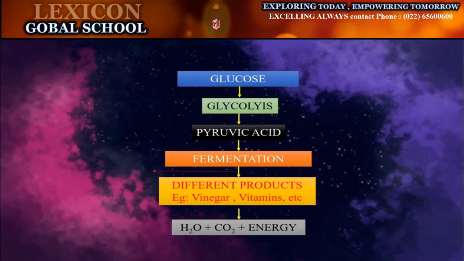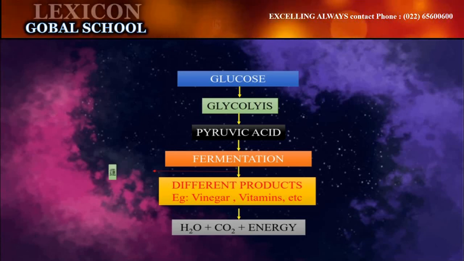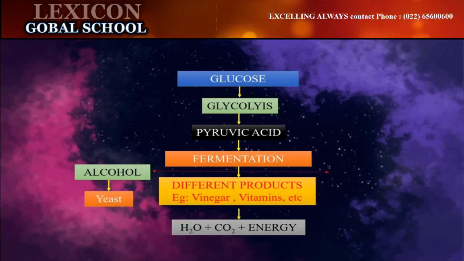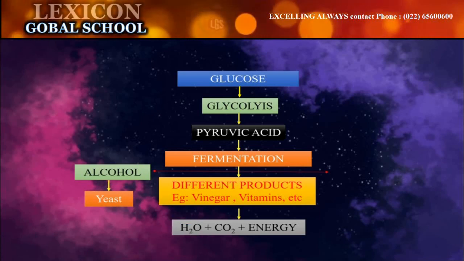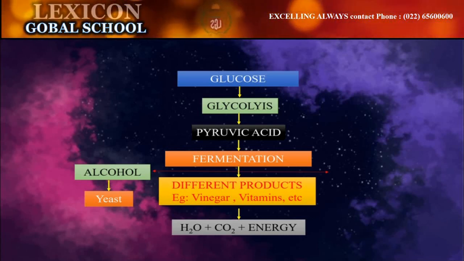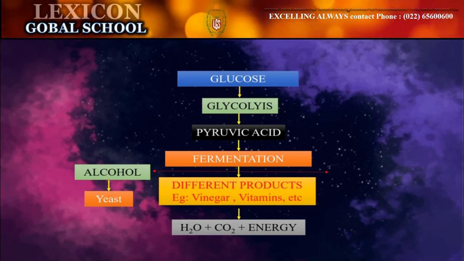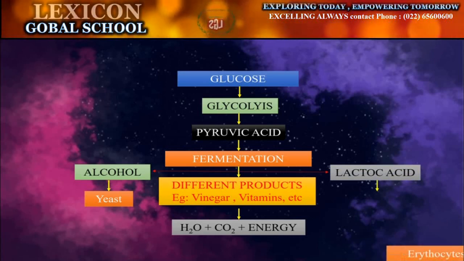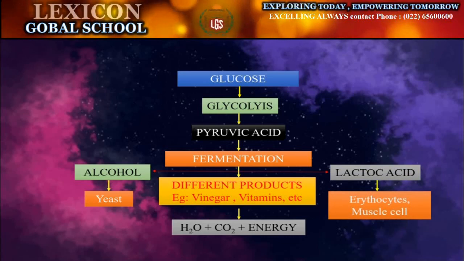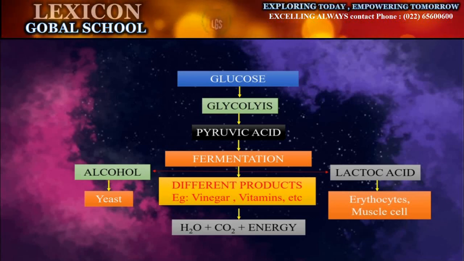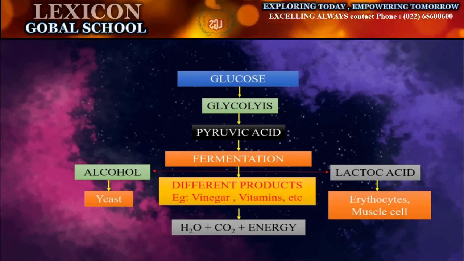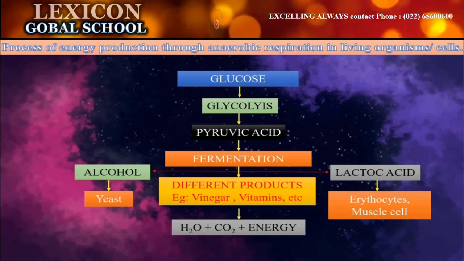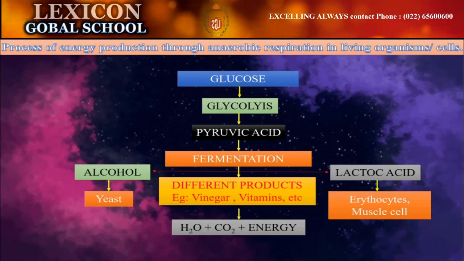We can produce alcohol, and yeast is what is used. And if not alcohol, then we have lactic acid produced. We have erythrocytes and muscle cells, which are a part of lactic acid production. This is the process of energy production through anaerobic respiration in living organisms and cells.